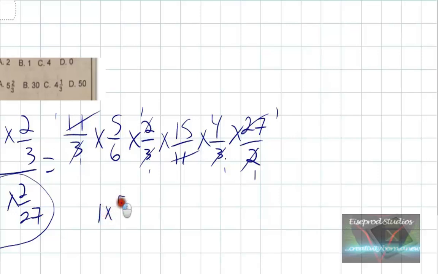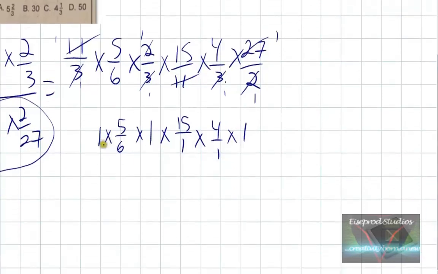5/6 is still the same. This is 1 over 1. This is now 15 over 1. This is 4 over 1. And this is 1 over 1. Okay, so we know that when you multiply by 1, nothing happens. So I'm going to take out these. So now we just have 5/6 times 15 times 4.